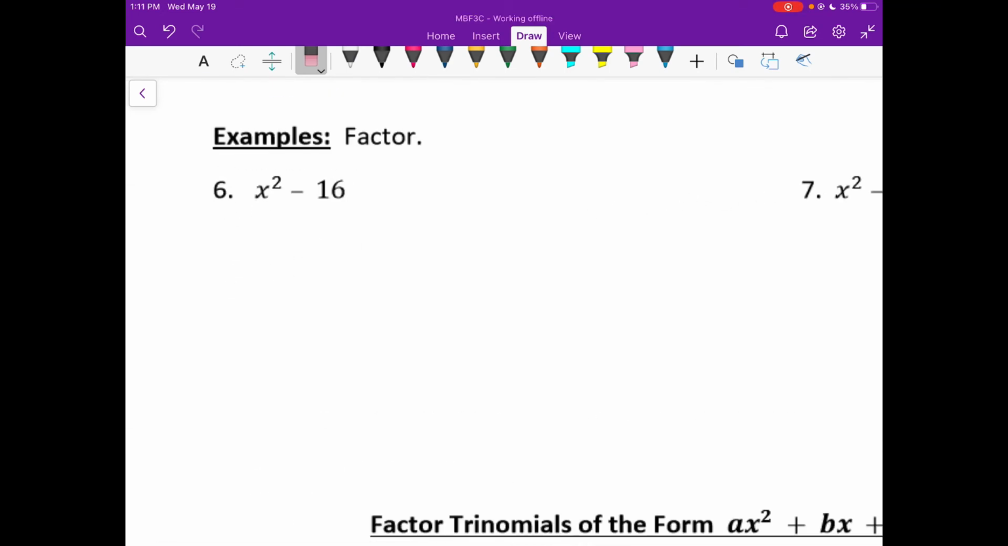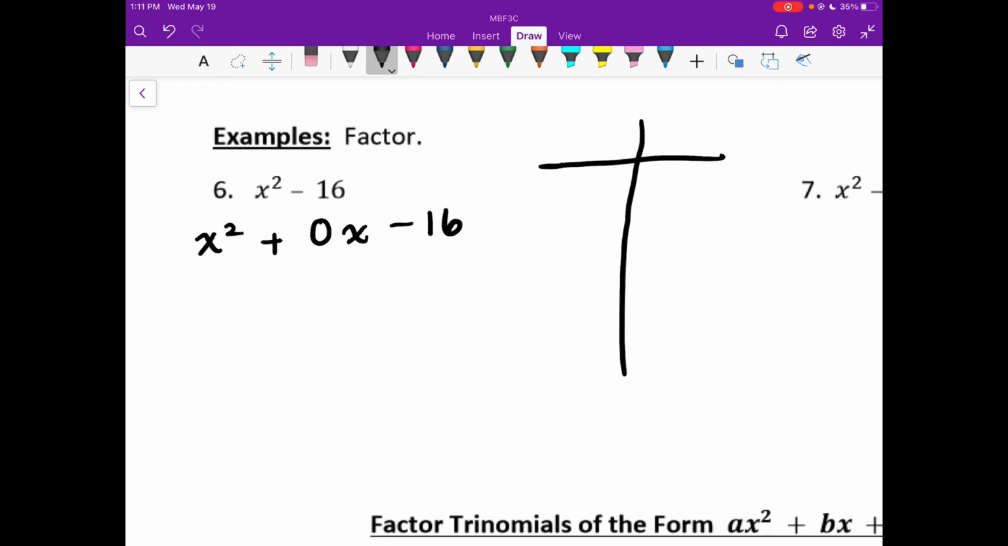So in theory, when you look at something like this, it's actually x squared, and we pretend in the middle that it's a 0x, minus 16. We just really got rid of that 0x, right? So you need two numbers that are going to multiply to give you negative 16 and add to give you 0. So you know that your two numbers that multiply to give you negative 16, right? One's going to be negative, one's going to be positive.